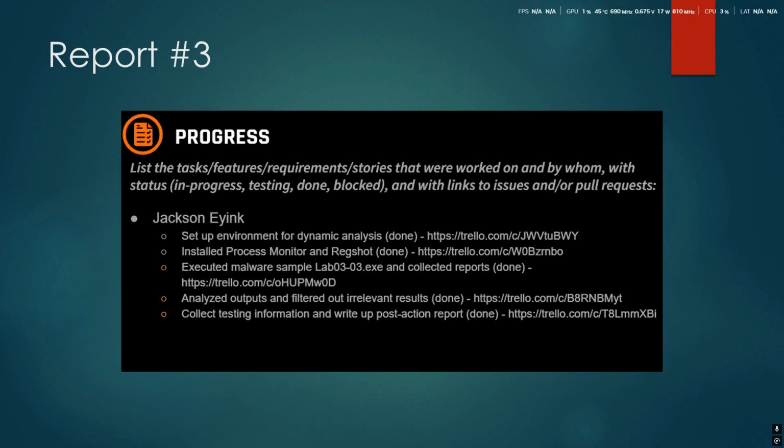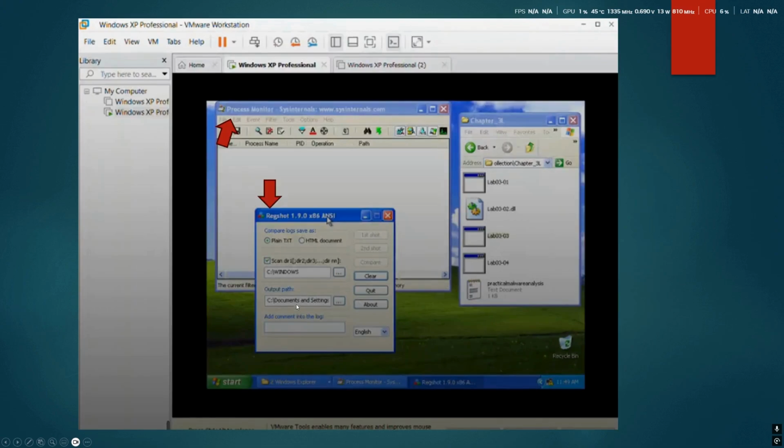So progress report number 3, this is where we started to get into dynamic analysis. For my specific analysis, I used Process Monitor and RegShot, both pretty easy, simple tools that can provide you with some valuable information on malware. So here's just the different tools operating inside of my VM.